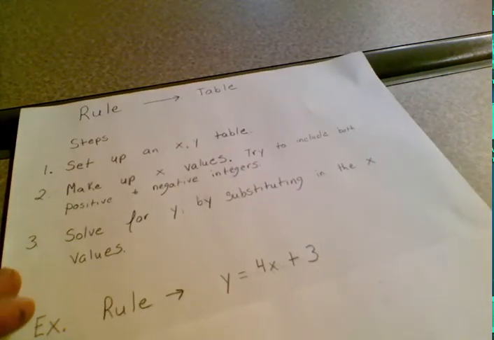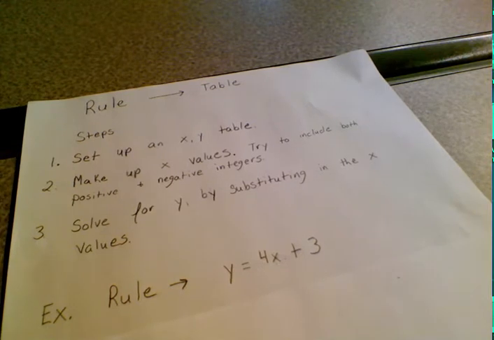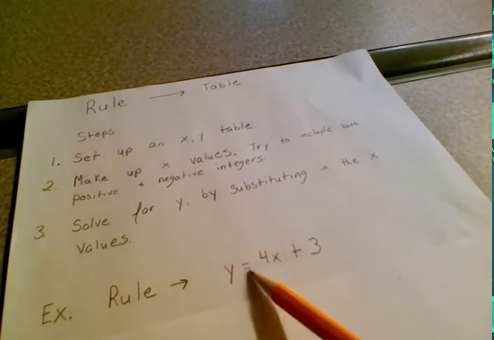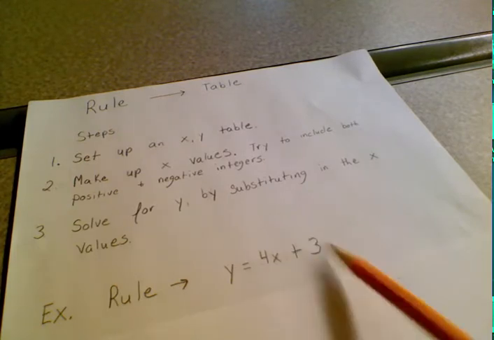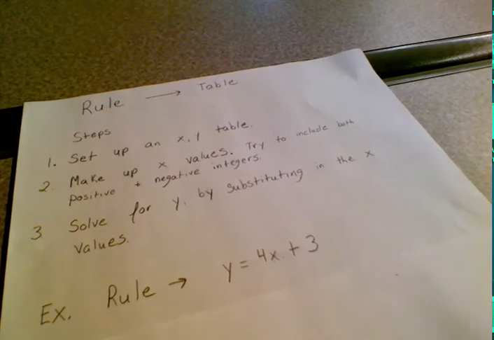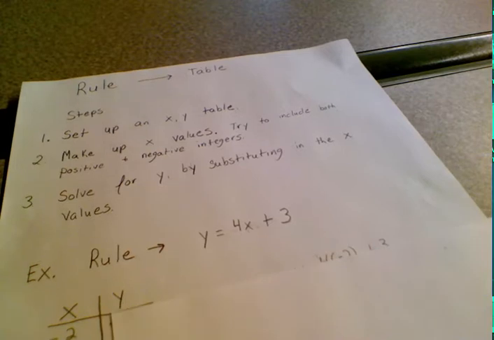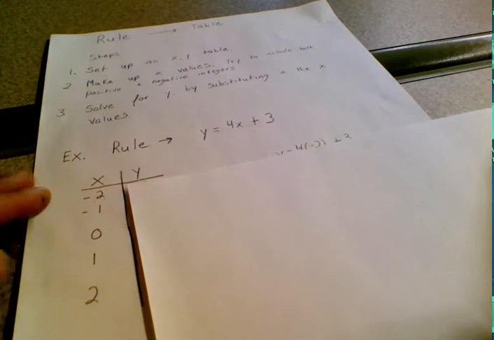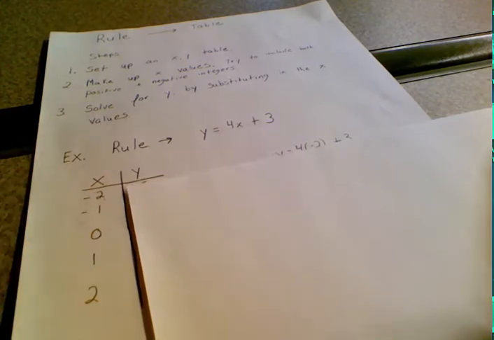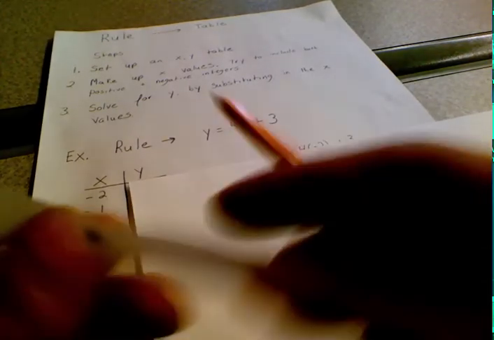All right, in today's lesson, they're going to give you a rule. Here's our first rule, y equals 4x plus 3. And remember, we talked about that this means y equals 4 times whatever x is plus 3. All right. I'm going to make myself an XY table here. I can either make it up and down, vertical, or I can make it across, horizontal. Just kind of depends on your preference. You're going to see it both ways.